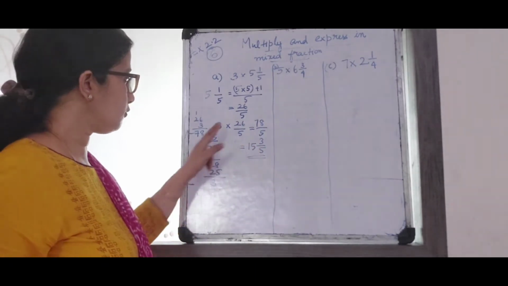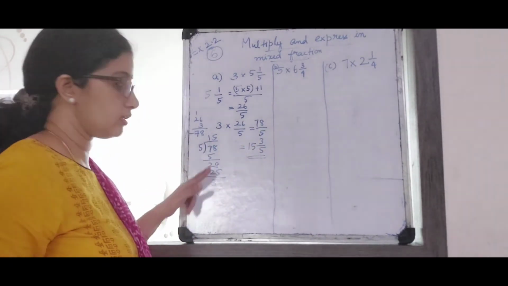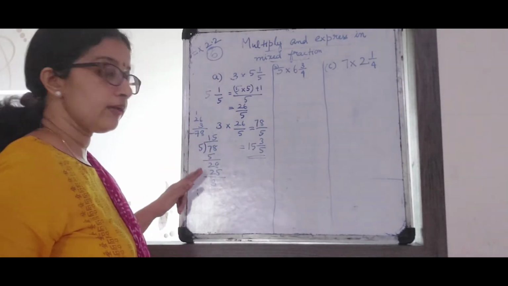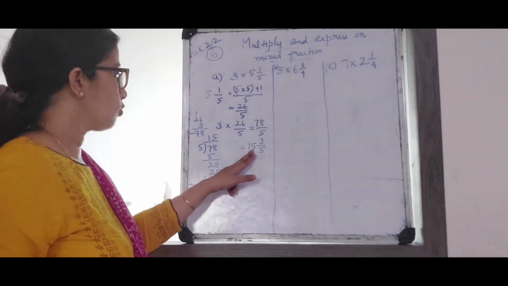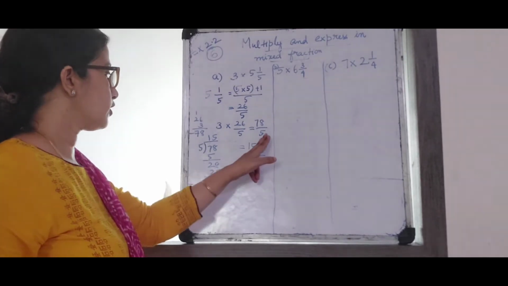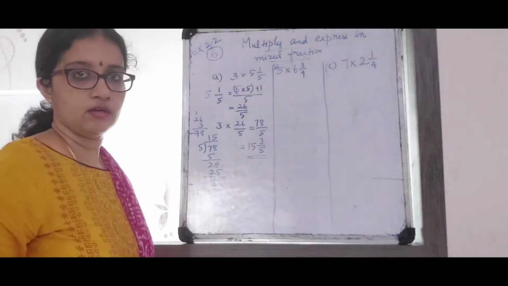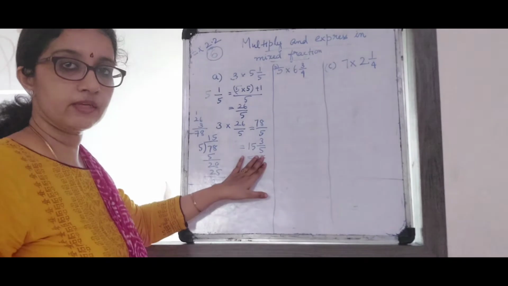So for that what we have to do? We have to divide 78 by 5 and write it in the form of quotient into remainder by divisor. Okay. So we got the answer 15 3 by 5.